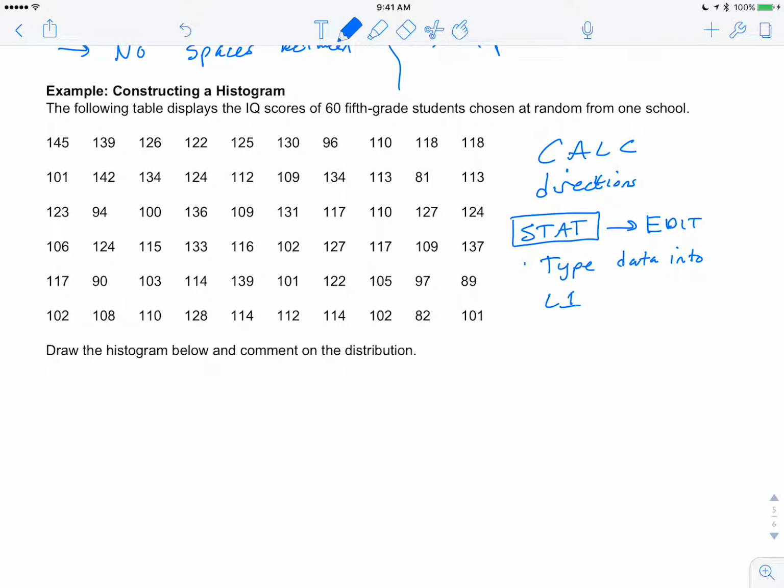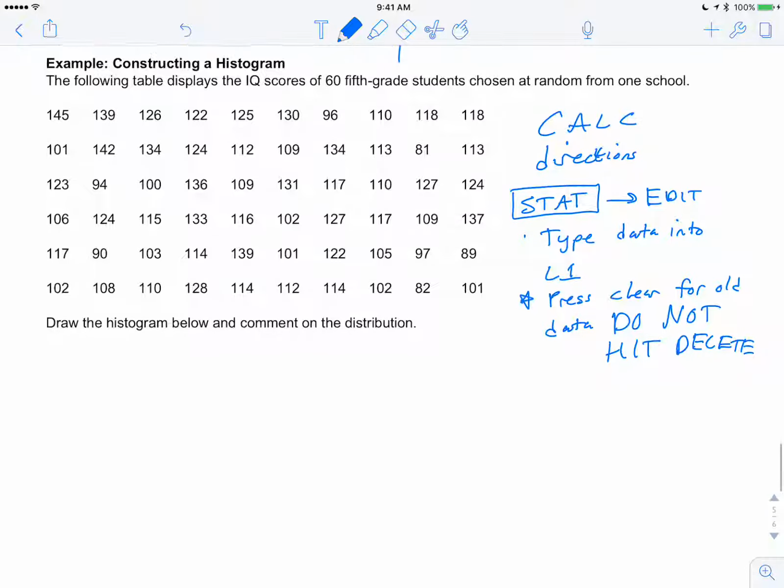If you have old data in there, press clear. So I'll put a star here. Press clear for old data. But be careful. Do not hit delete. This is because it's kind of difficult to get the list back. A lot of students accidentally delete L1 entirely. You don't want to do that.